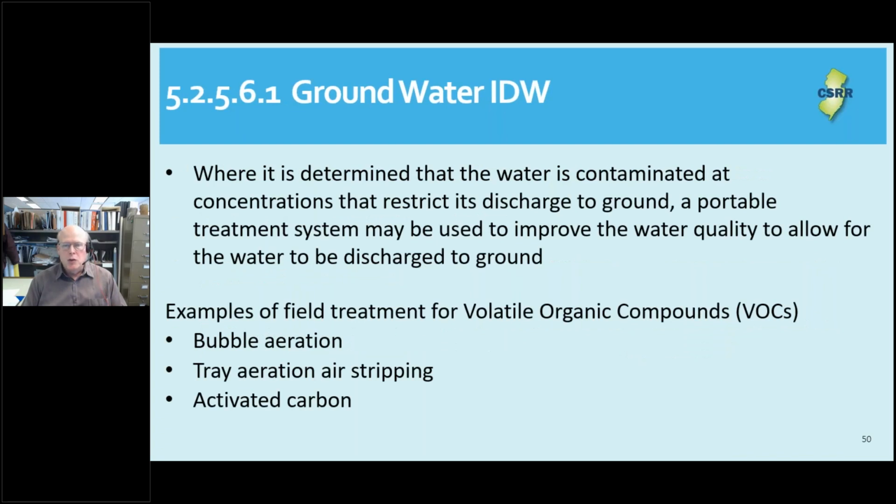Where it is determined that generated water is contaminated at concentrations that would preclude a direct discharge to ground, the use of a portable treatment system may allow the groundwater quality to be improved to the point where the water can be discharged to ground. Examples of field treatment for VOCs would include such options as bubble aeration, tray aeration air stripping, or activated carbon.